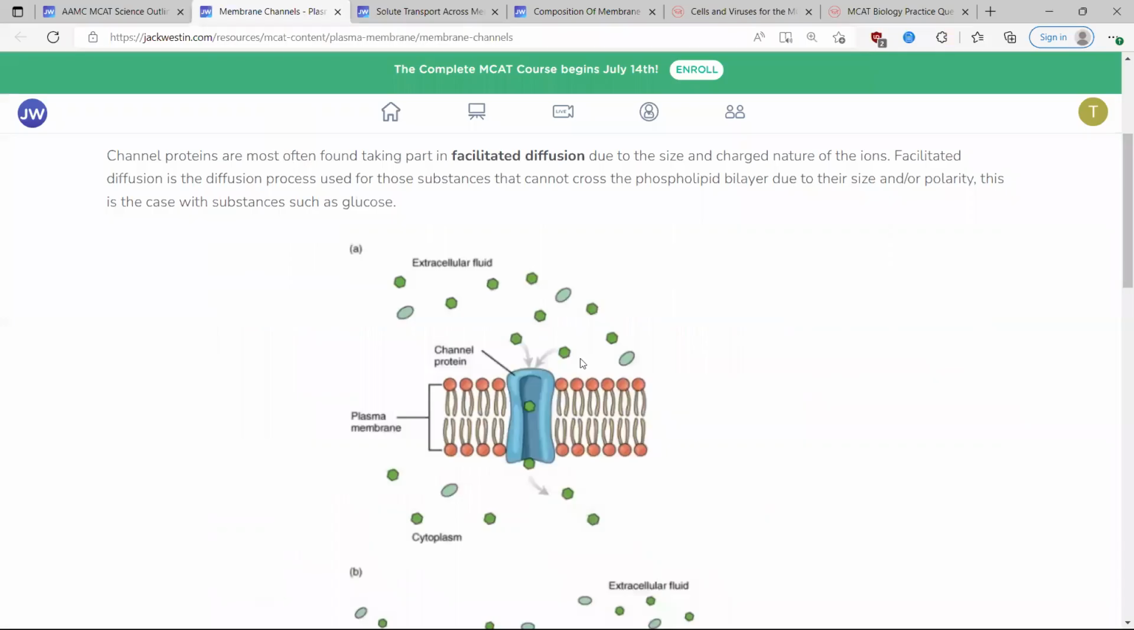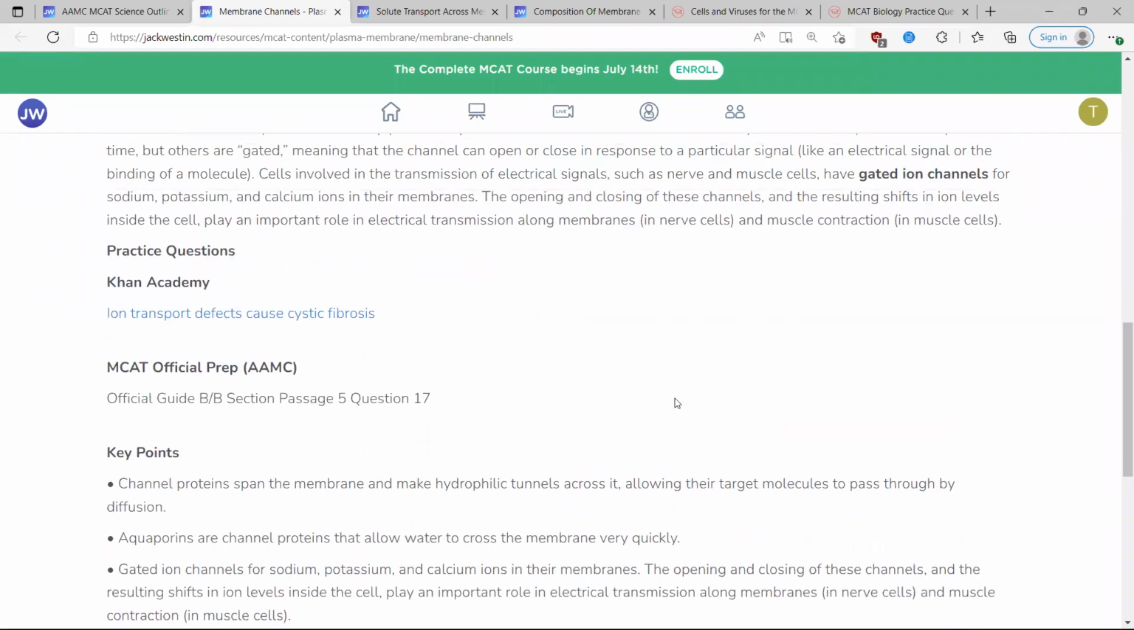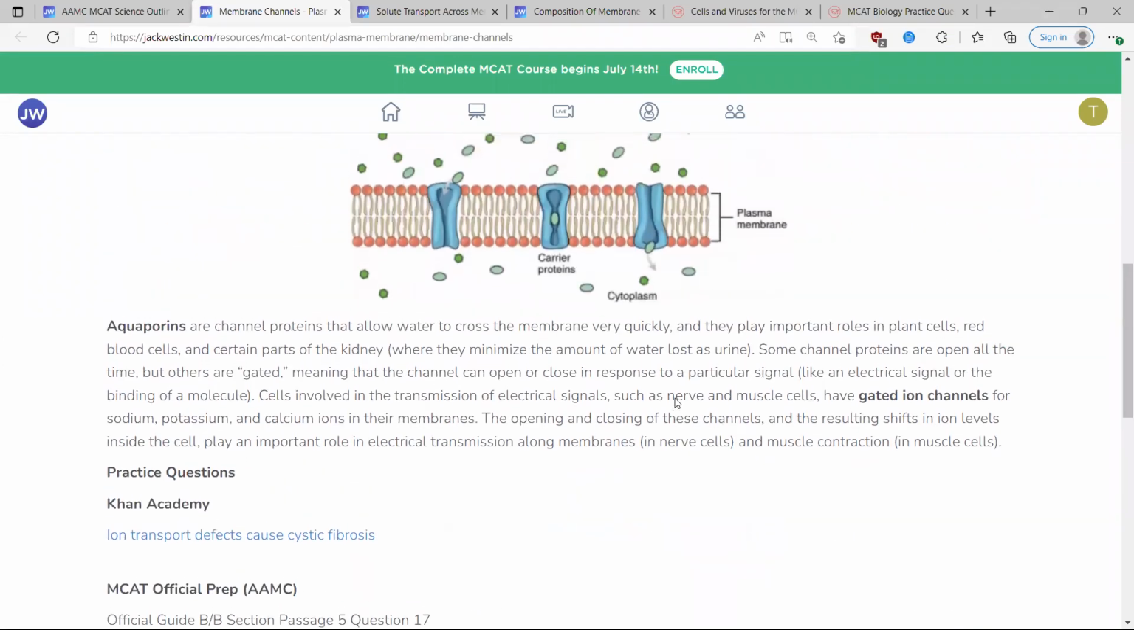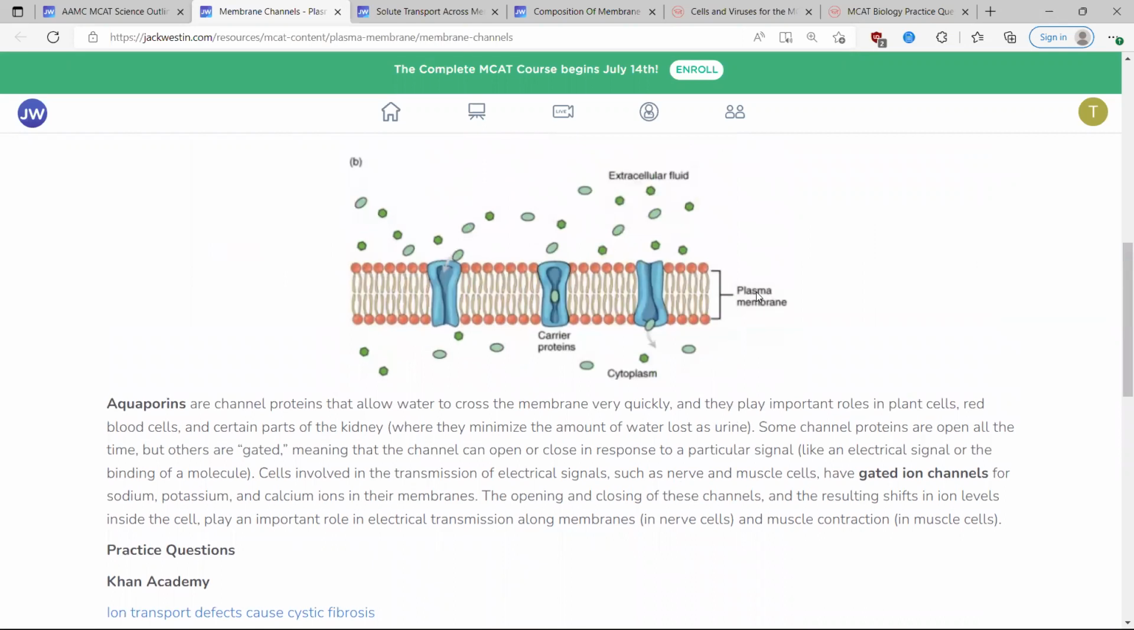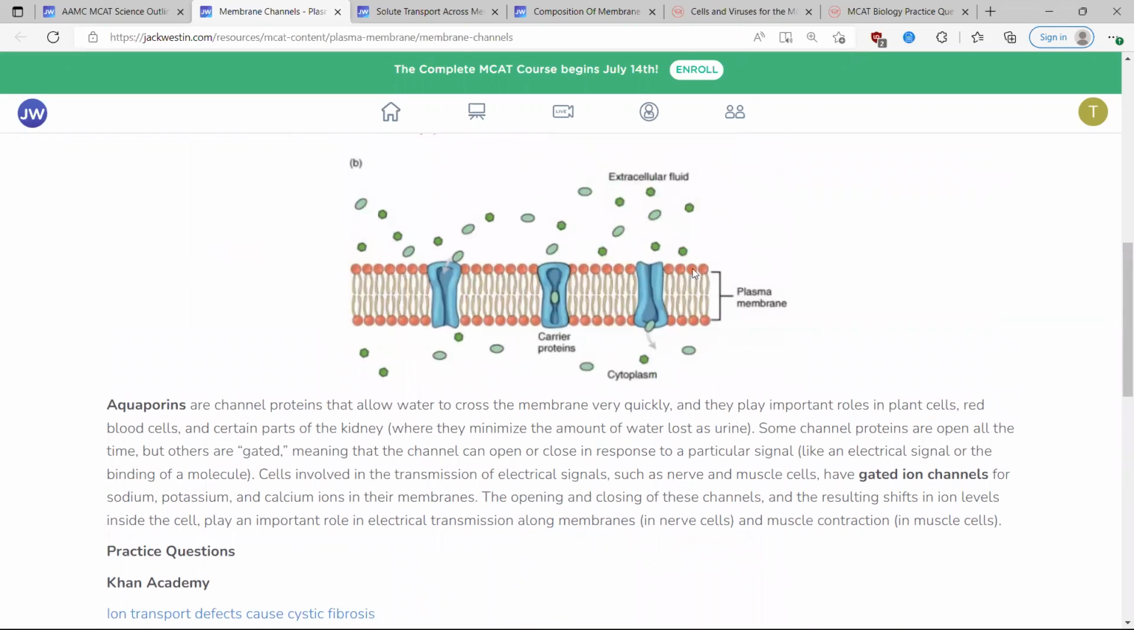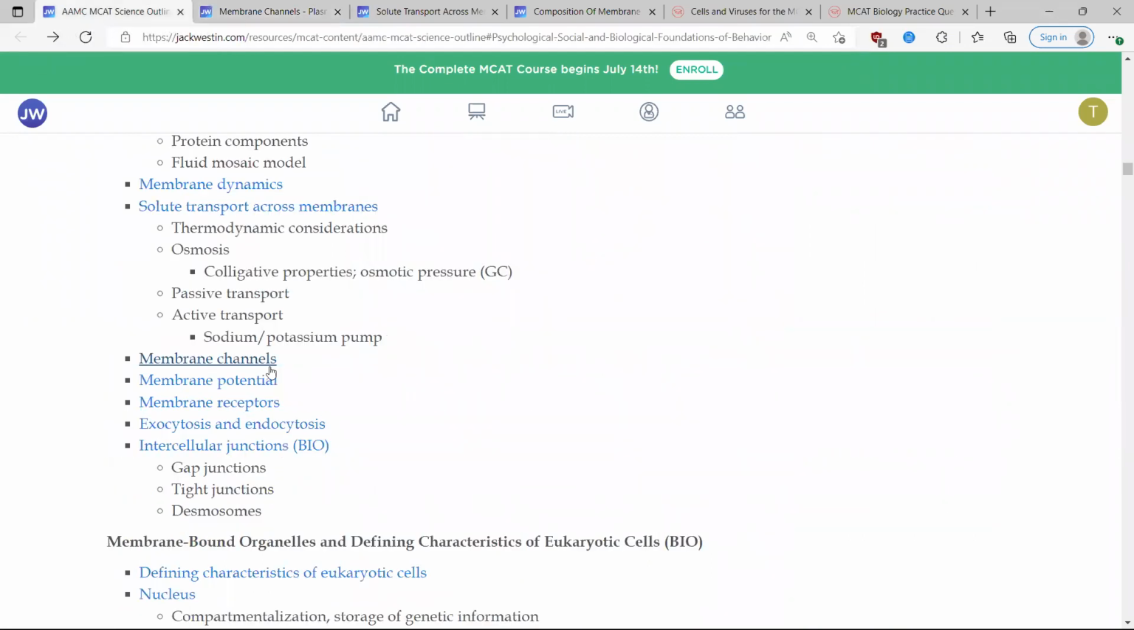No, this is not. So basically, the basic idea is that channels can be opened and closed depending on various properties. It can be ligand gated. A ligand means that some molecule has to attach for that thing to open in the first place. It can be voltage gated, which means that the membrane has to have some voltage for it to open. And you're going to see that with action potential.